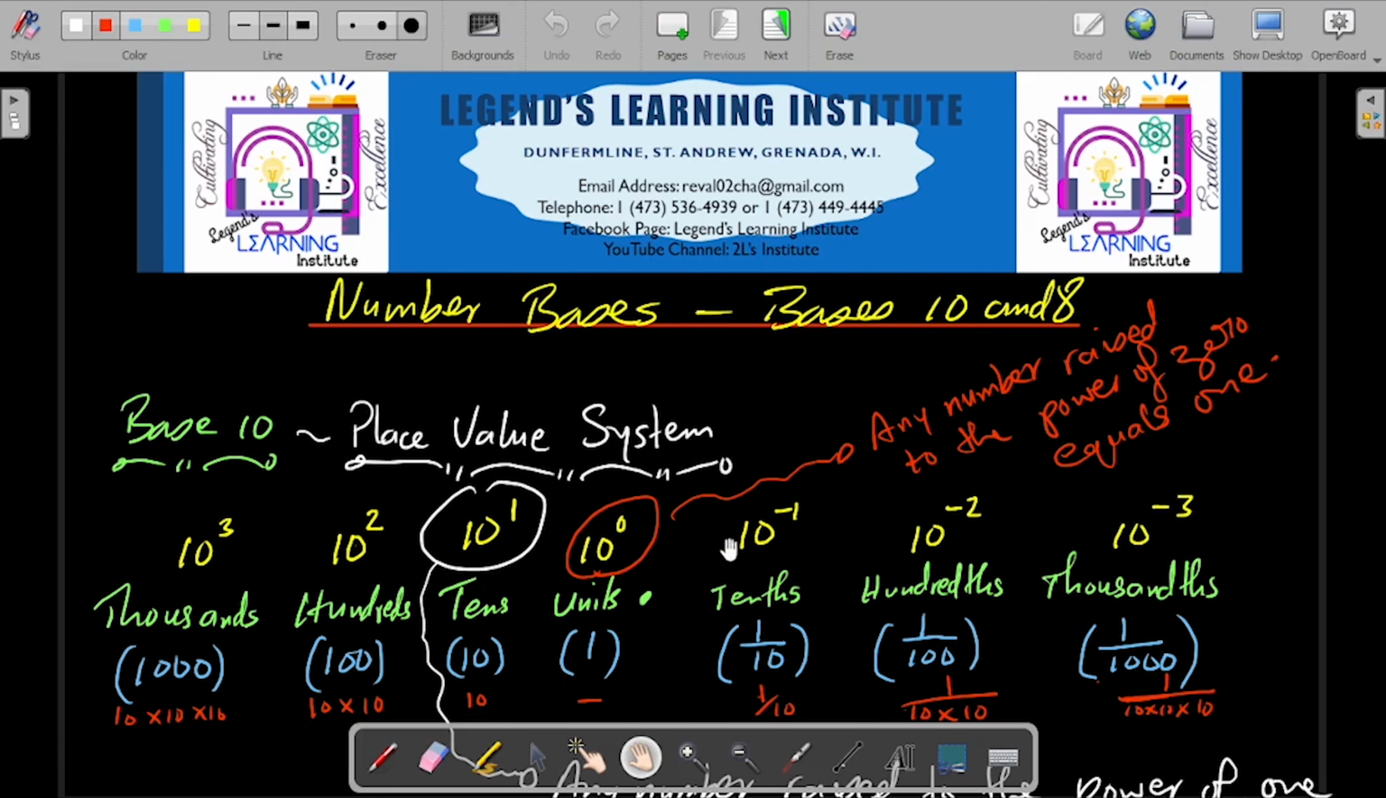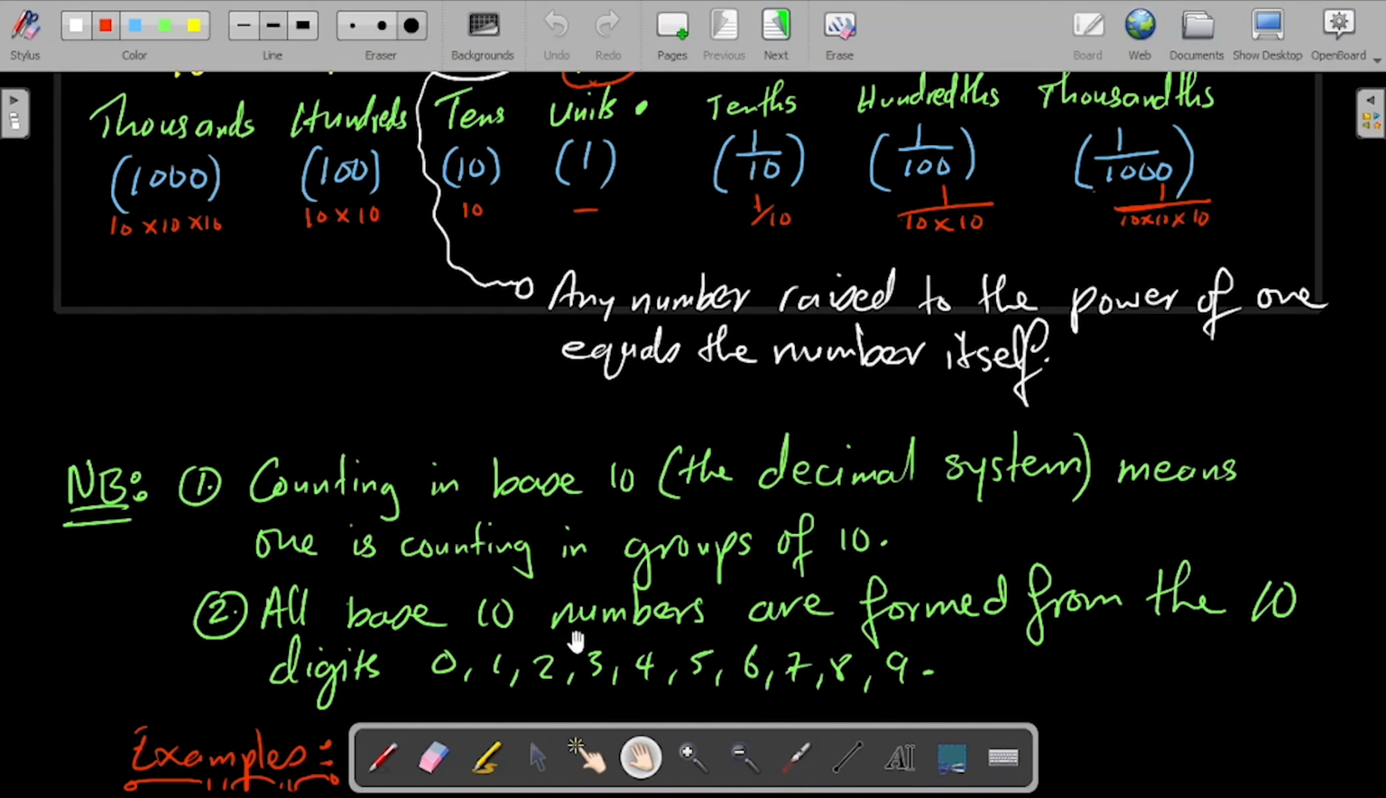In that system, we count in groups of tens. All the digits from 0 to 9 are allowed: 0, 1, 2, 3, 4, 5, 6, 7, 8, 9. All those digits are used to create all the numbers that we know exist in the base 10 number system.